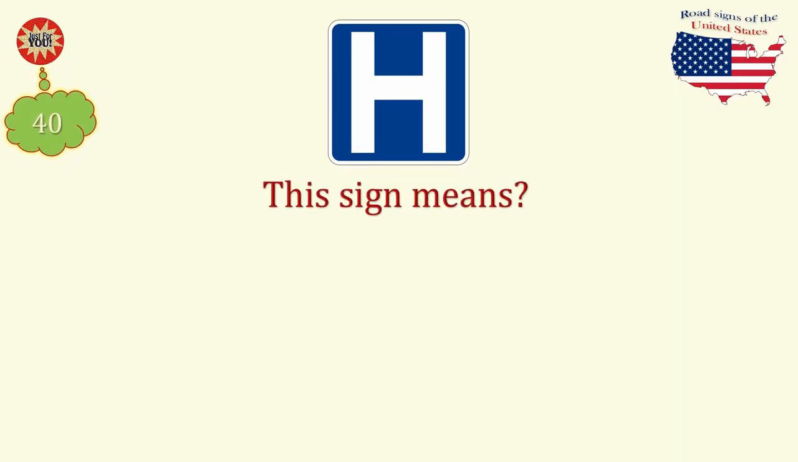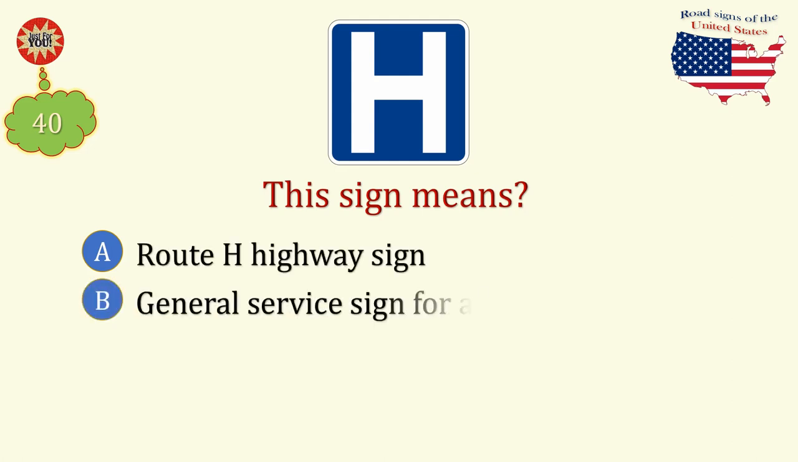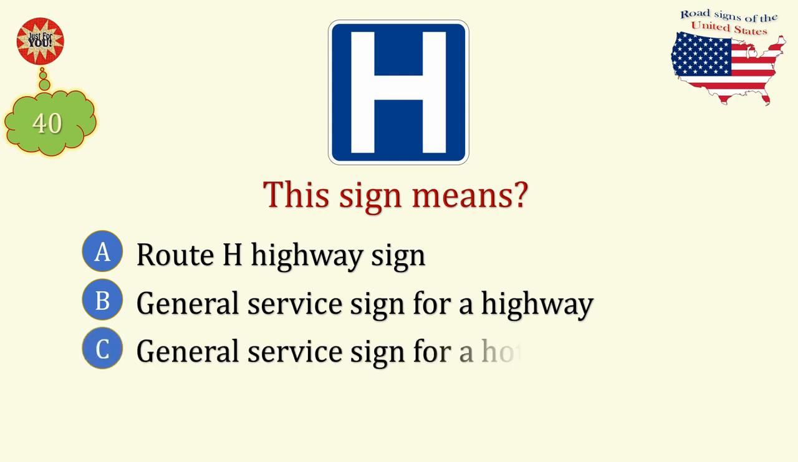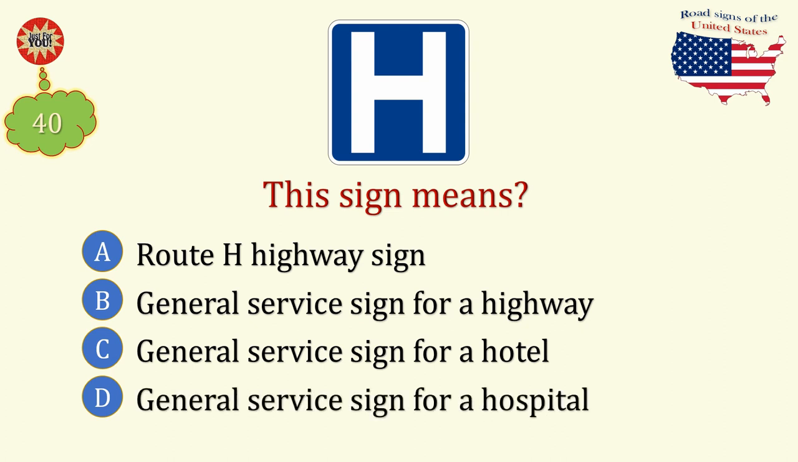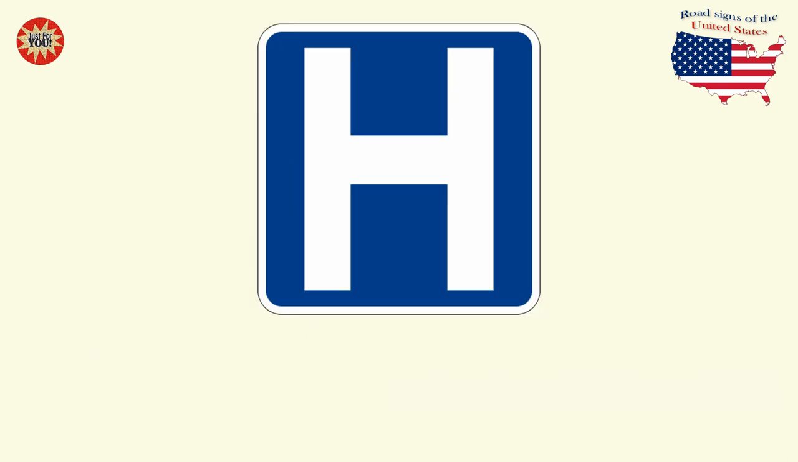This sign means? A. Route H highway sign. B. General service sign for a highway. C. General service sign for a hotel. D. General service sign for a hospital. The correct answer: D. General service sign for a hospital. Hospital.